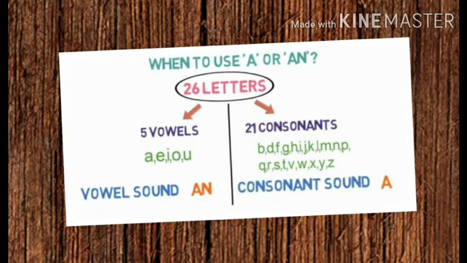Now, when to use a or an? So, as we know, there are 26 alphabets. So, 5 are vowels and the rest 21 are consonants. So, the 5 vowels are a, e, i, o, and u. So, the vowel sound an is used with the words that start with a vowel sound, whereas a is used with the words where we have the consonant sound.